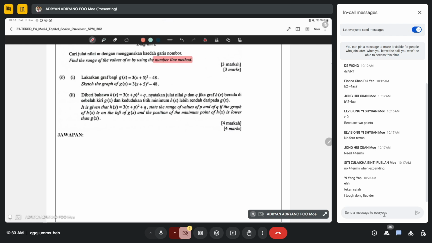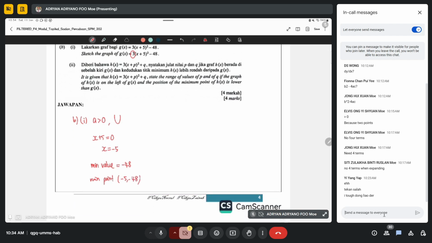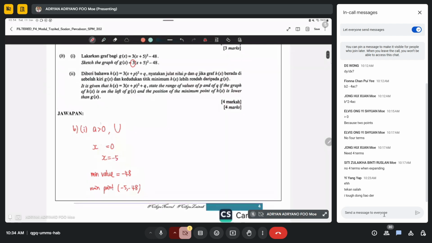From this graph, what can we know? We know its a is greater than 0, so it is a smiley face. Okay, first thing. And then we know its axis of symmetry is x equals negative 5. We also know its minimum value, not maximum value. Why? Because it's a minimum point, it's a smiley face, so the minimum value is negative 48. Then we know its minimum point is negative 5, negative 48, so this is what we already know. So how do we sketch the graph? First you must remember to find the roots. Find the roots also. Okay, show how you get the roots.